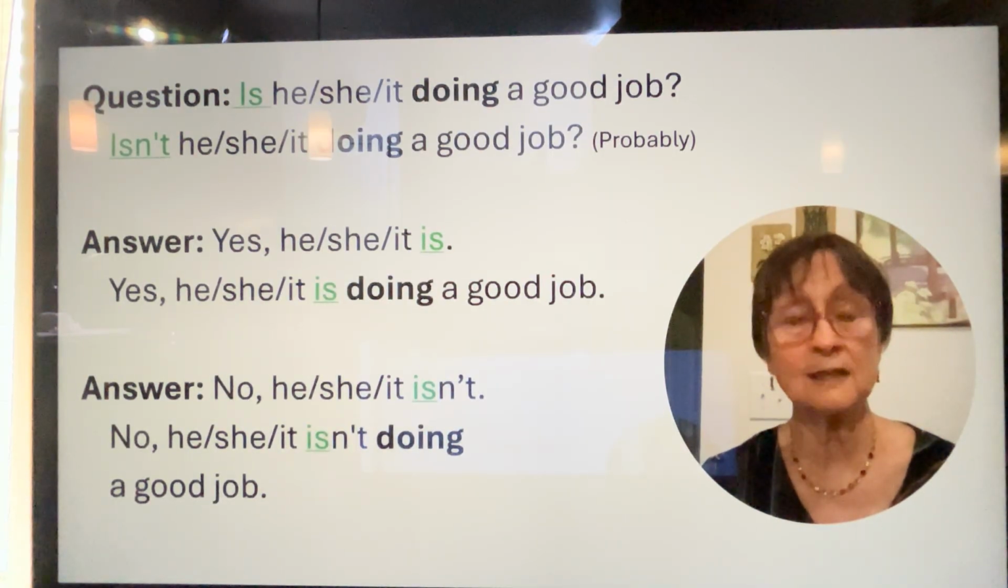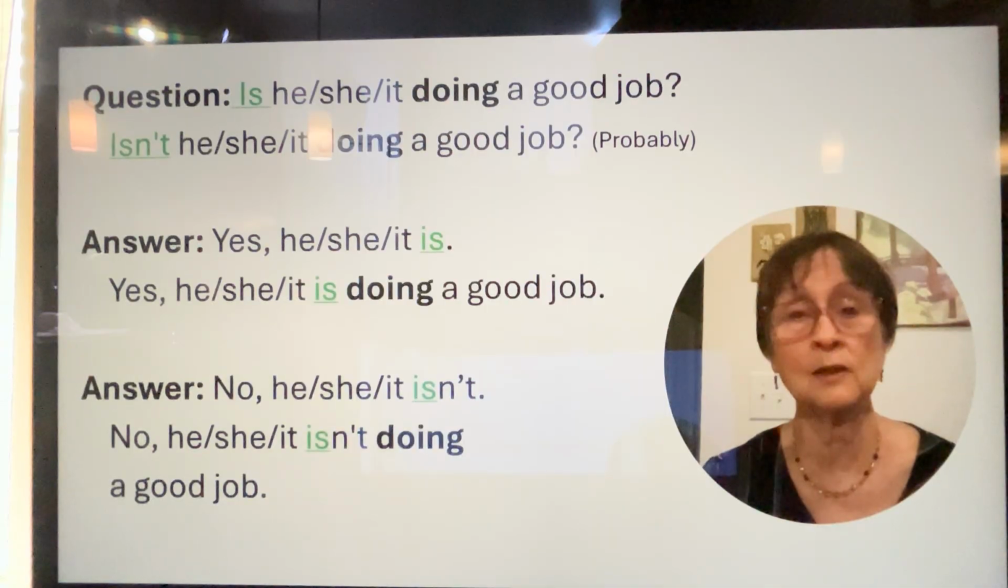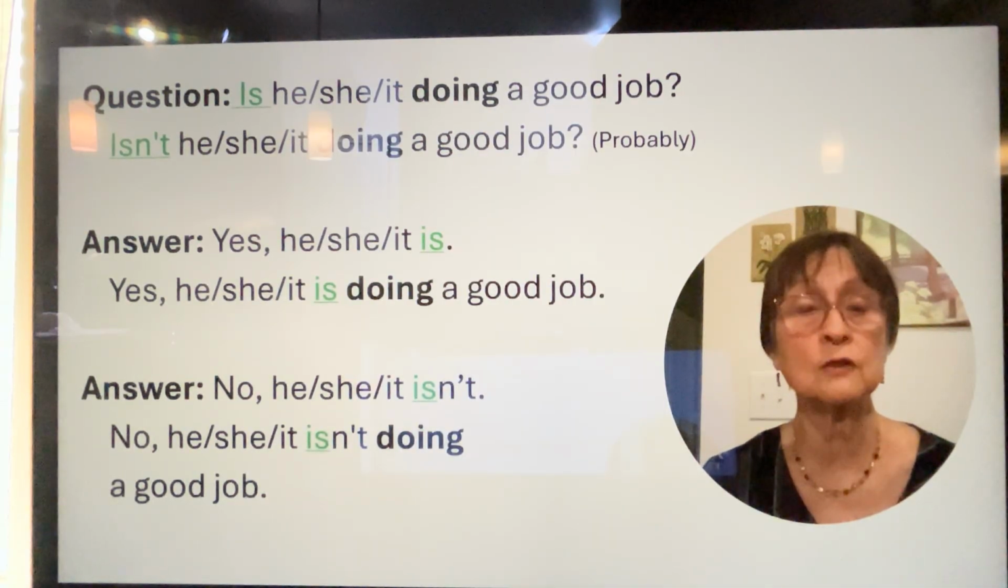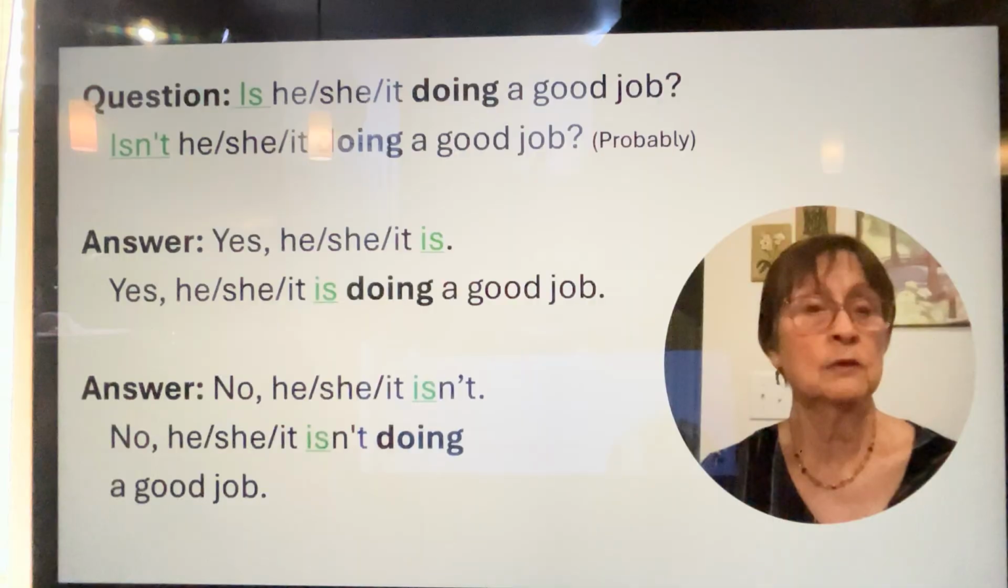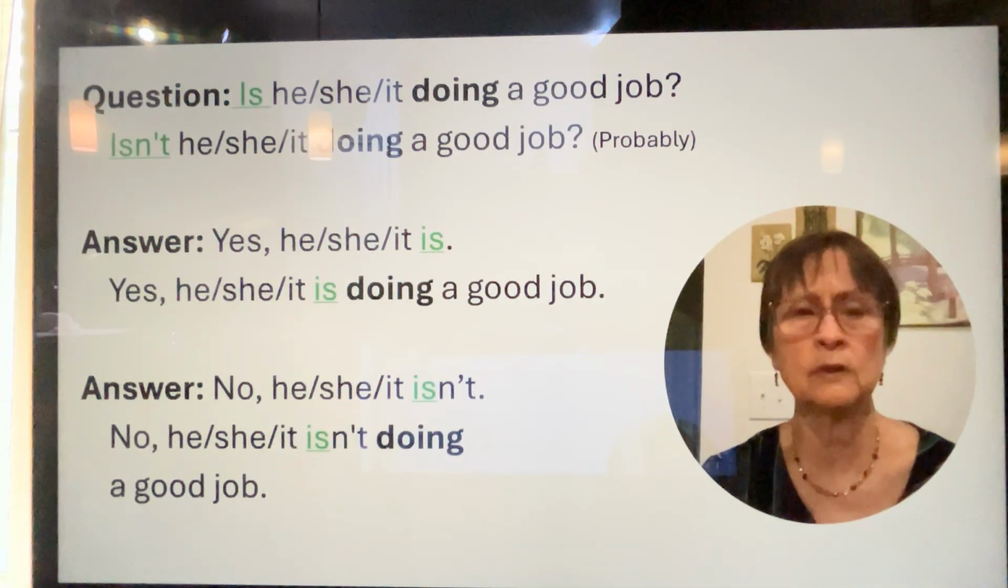But that's not a complete sentence. The complete sentence would be, yes, he is doing a good job. She is doing a good job. It is doing a good job. There's no form that makes it a stronger answer. The only way to make it stronger is just to say the is louder. If the answer is no, no, he isn't. No, she isn't. No, it isn't. The verb do doesn't even show up in the sentence. No, he isn't doing a good job. No, she isn't doing a good job. No, it isn't doing a good job.